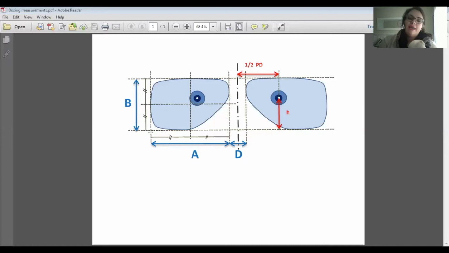So your A size will be your horizontal width of that box. Your B size will be your vertical width or height of that box. Your DBL will be the distance between the two boxes. Now be very careful with the DBL or the D measurement. The D measurement is not taken between the two lenses at eye point or where the nose bridge of the frame is. It is the distance between the two lenses where the lenses are the closest to each other.